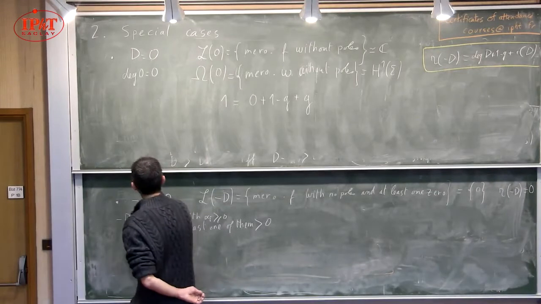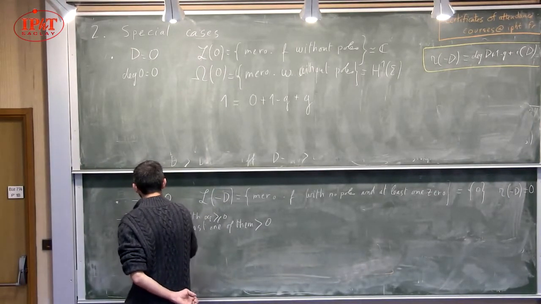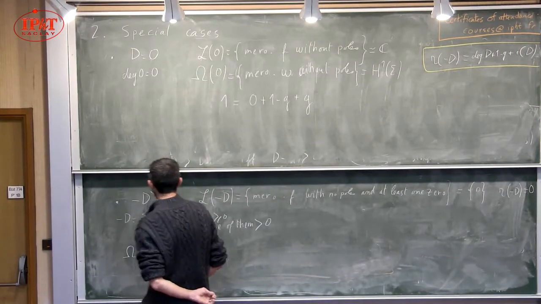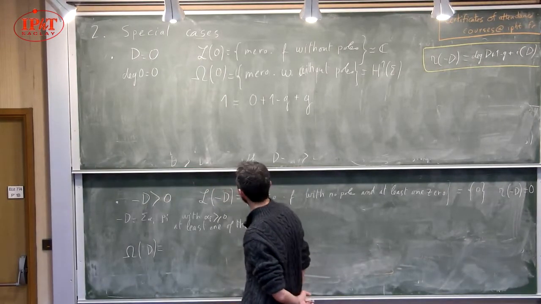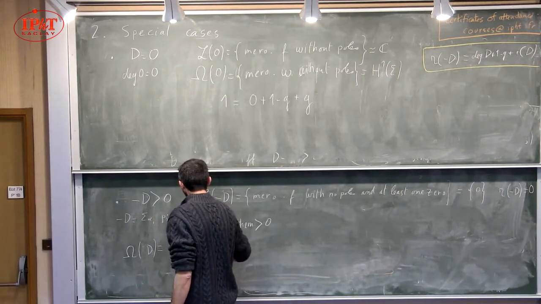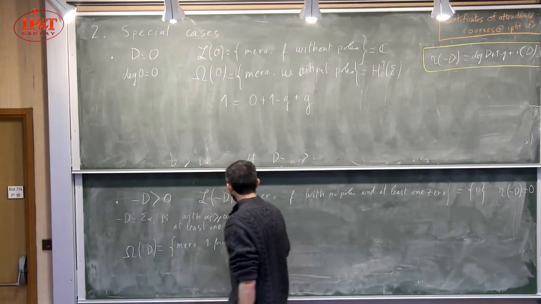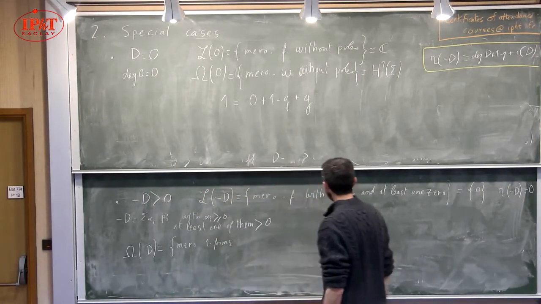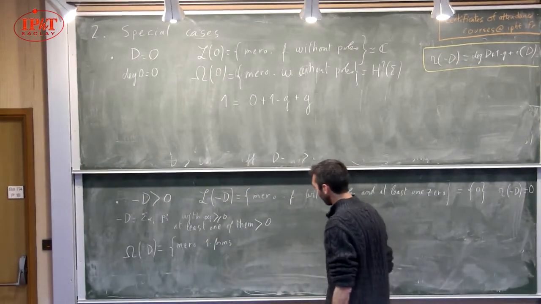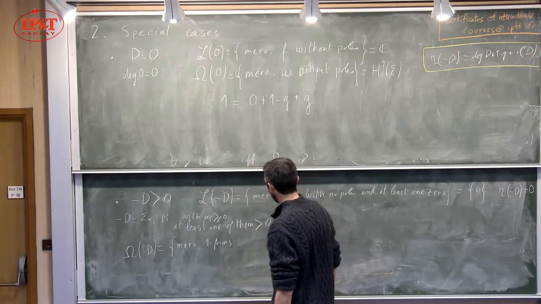Now let's consider omega of d. Now d is strictly negative, so it's the set of meromorphic one forms with poles.